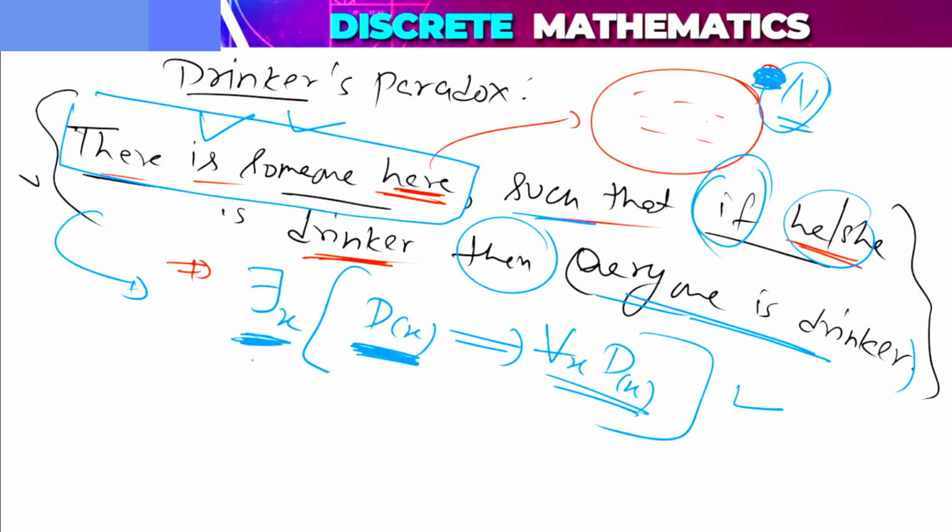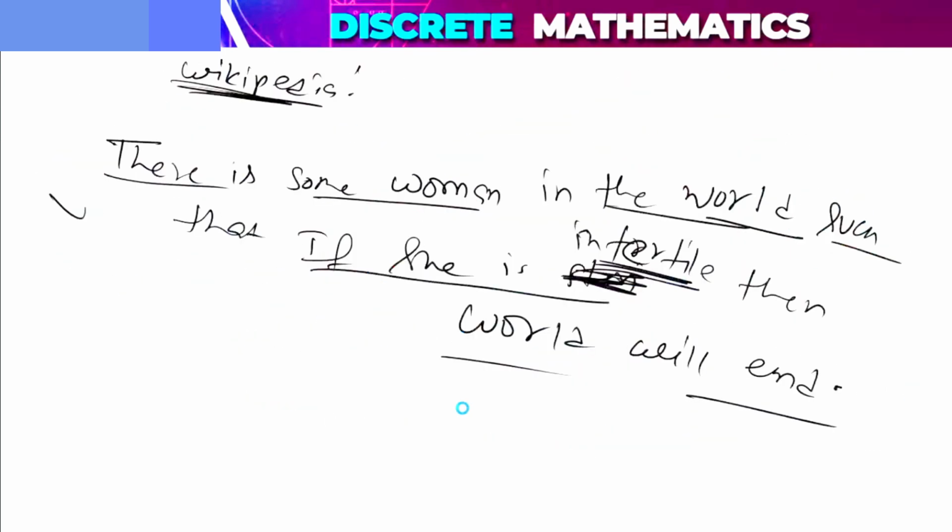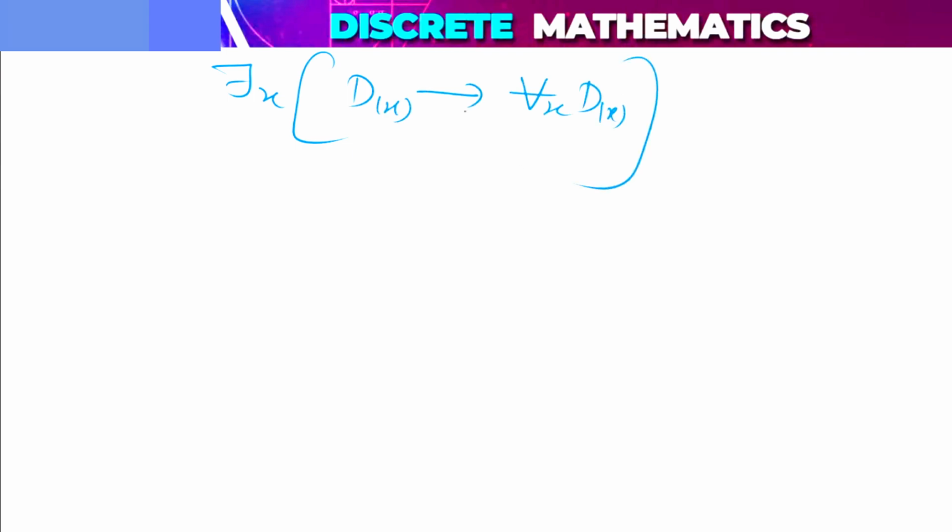Now what I am going to do is analyze this statement. Only this statement I will analyze. So the statement that I have is: there exists X such that if X is a drinker, then for everyone, that is a drinker. Remember, this X has nothing to do with this X.